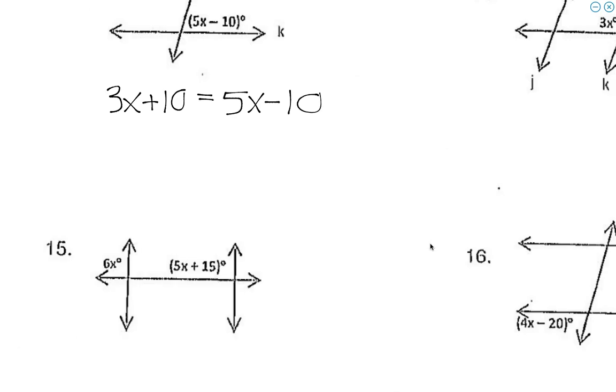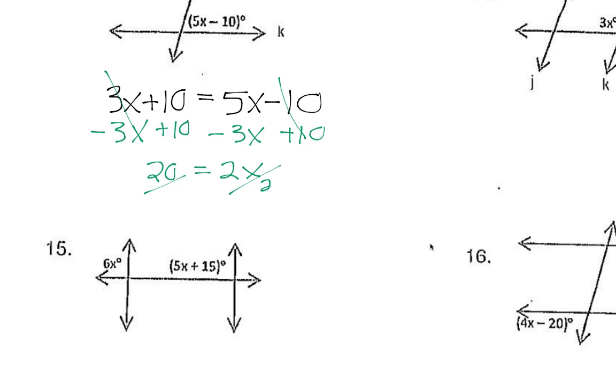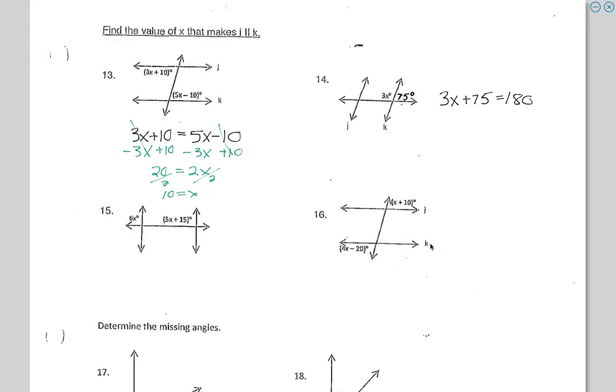Combine like terms there. So for 13, you need to get the like terms on the same side first. So you need to bring the 3x over here and bring this 10 over here. So that would be 20 equals 2x. X equals 10. So there are two different methods. It's actually a good way to look at them right here.